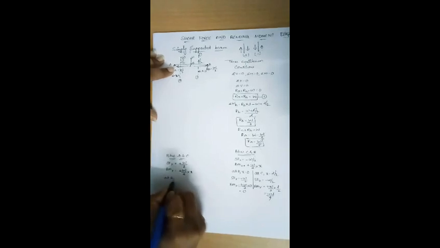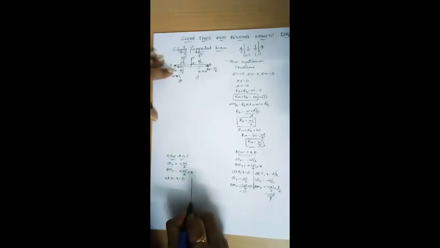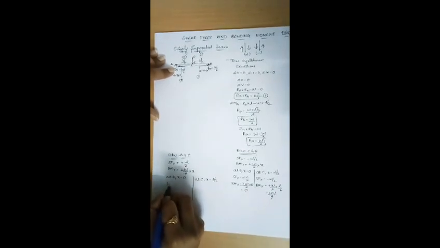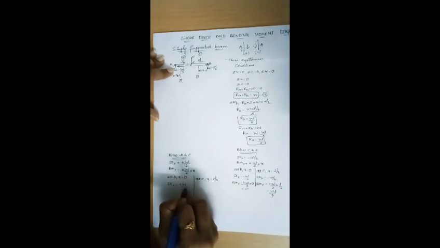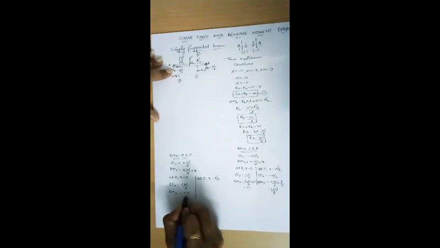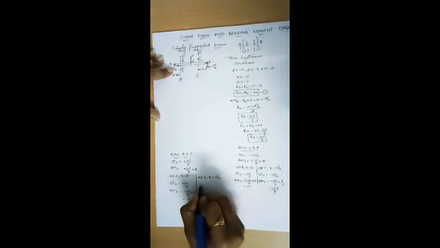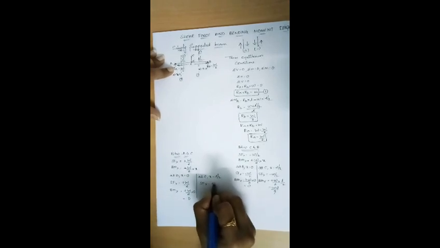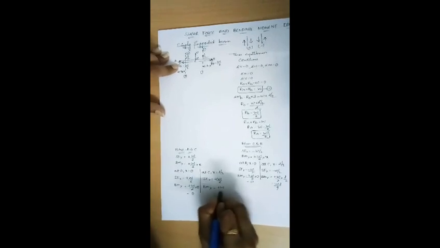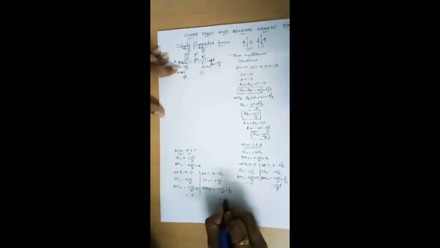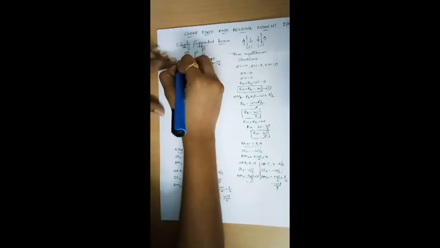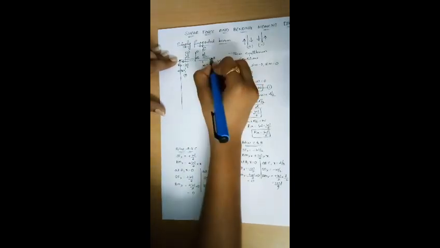At A, X is equal to 0. At C, X is equal to L by 2. SFX is equal to plus W by 2. Bending moment will be plus W by 2 into 0. So we'll get 0. SFX is equal to plus W by 2. Bending moment will be plus W by 2 into L by 2, WL by 4. Now we need to draw shear force and bending moment diagram. So we have to extend these lines.